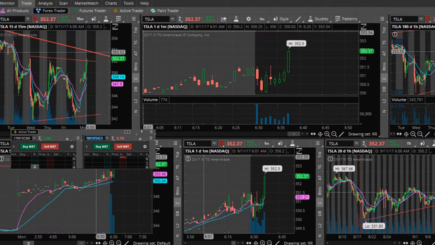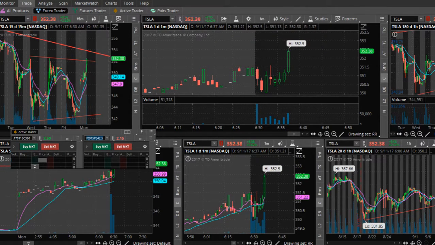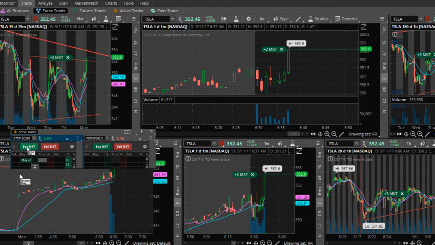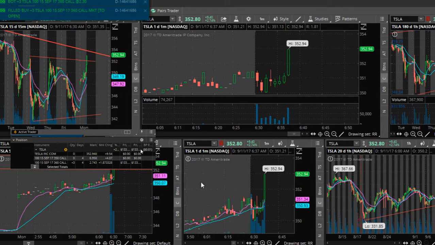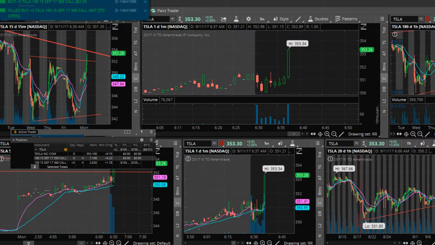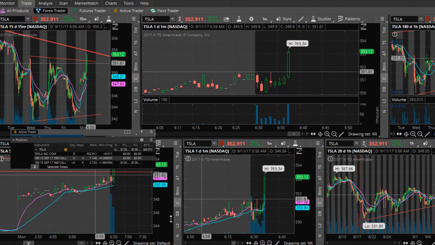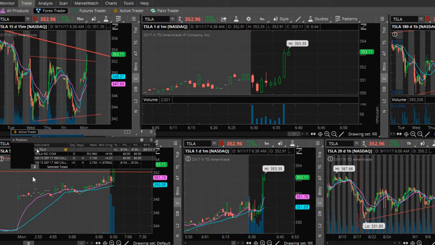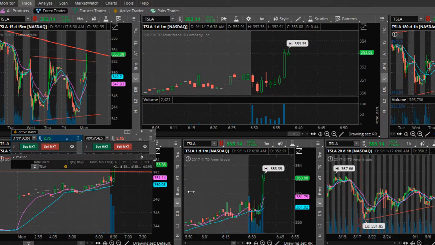Alright then guys, so we're back, and as you can see Tesla's ripping already, so we're gonna buy some call options. So we just bought 3 call options. And Tesla's ripping. We're at 130 profit right now. 134, 132.